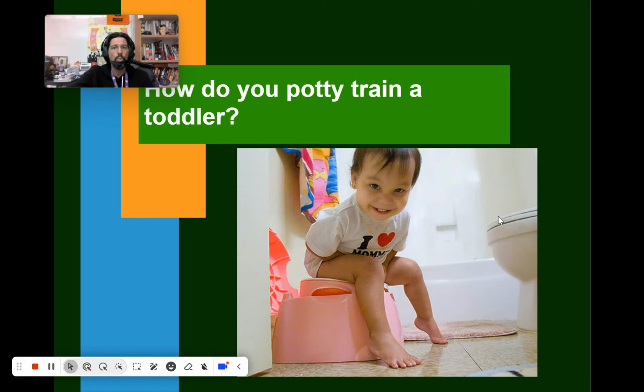Economic rule number 1. Like, how do you potty train a toddler? That's a form of an incentive. Incentives don't have to be really super complicated, but there are different ways to motivate, either by incentive or disincentive, a toddler to actually use a potty.